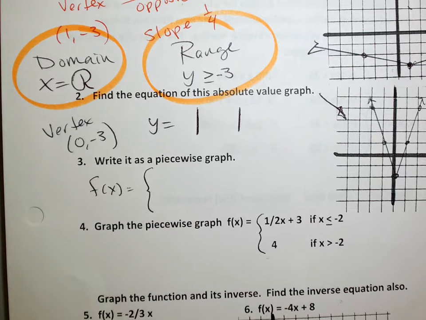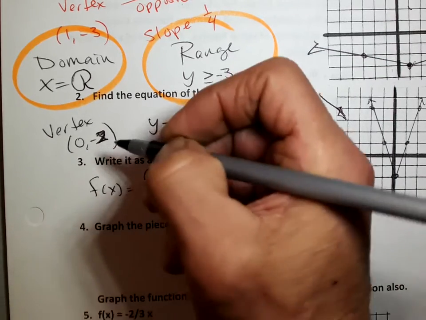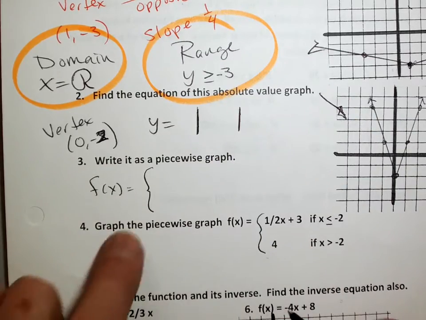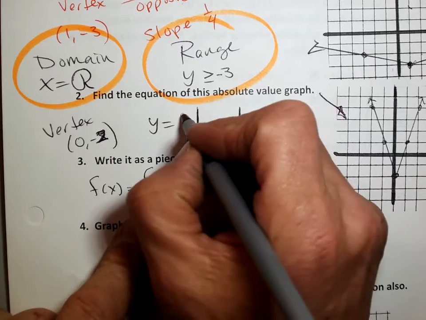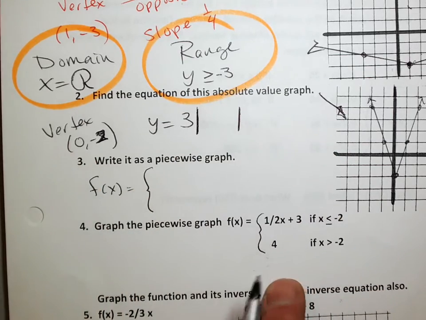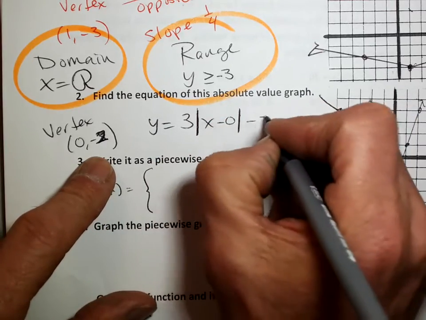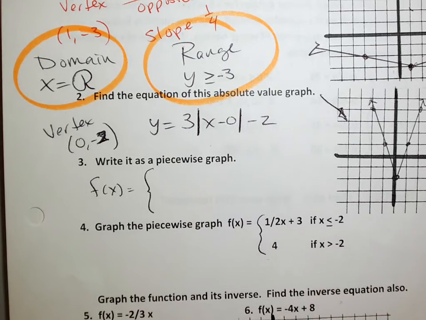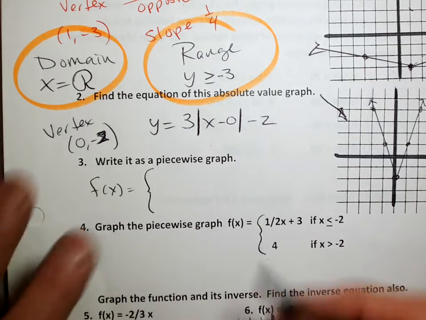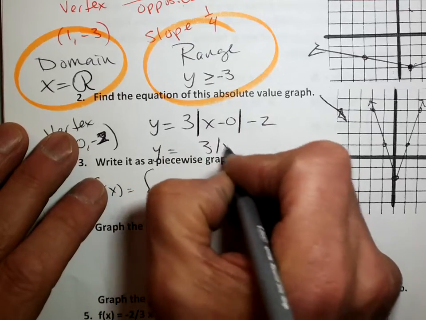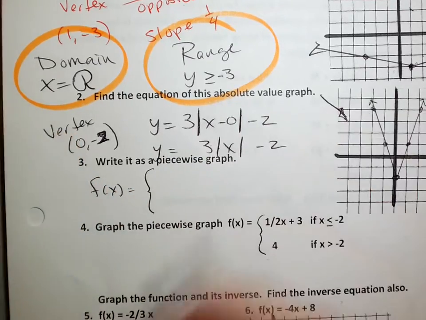Yeah, Eli? Oh, obviously I can't see. Thank you. Yep. Yeah, okay, the slope is up 3 over 1. Now, the vertex is 0, negative 2. Thanks, Eli. So I could put an x minus 0 minus 2, but I don't need the 0. You guys agree? You don't need the 0. So I would really probably write this instead as 3 absolute value of x minus 2. If you put the 0 in there, it's fine. That's all you have to do. Okay? Now, there's the answer to number 2.